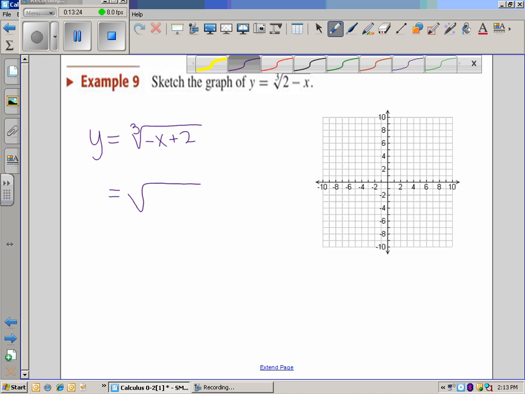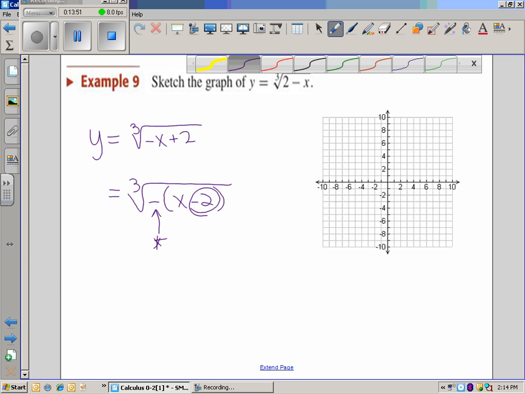And I'm going to go one step further because then I can see two things happening. I can see a reflection, and I can see a shift. So when I do this, the first thing I want to do is start with the reflection, because this negative sign right here tells me that I'm going to reflect it over the x-axis, and this minus 2 tells me I'm going to move it right 2.